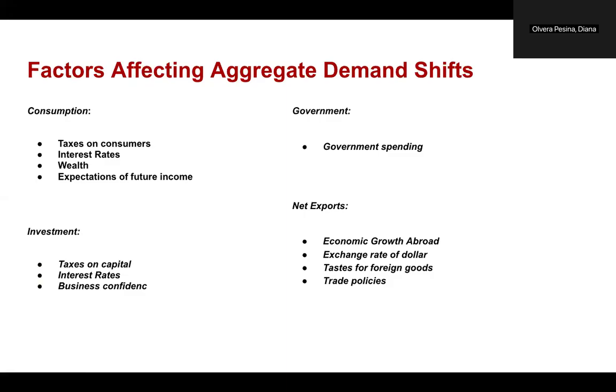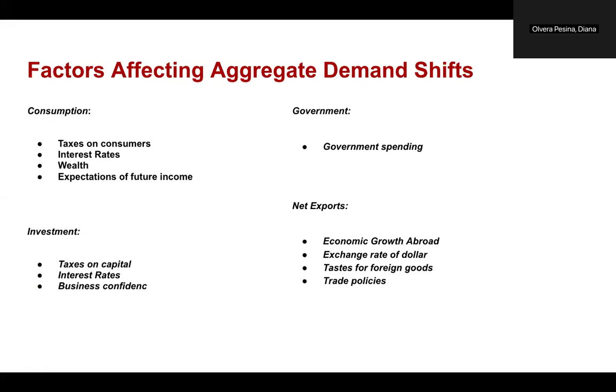And then the factors affecting the aggregate demand shifts: for consumption, taxes on consumers, interest rates, wealth, and expectations of future incomes. All of these affect whether or not I'm going to consume more at that given time. Government expenditures is obviously just government spending. Whether they increase or decrease depends on that shift. For my investment, it's my taxes on capital, interest rates, and my business confidence. Whether or not I'm confident that my business is going to succeed in the future is going to affect whether or not it shifts right or left.